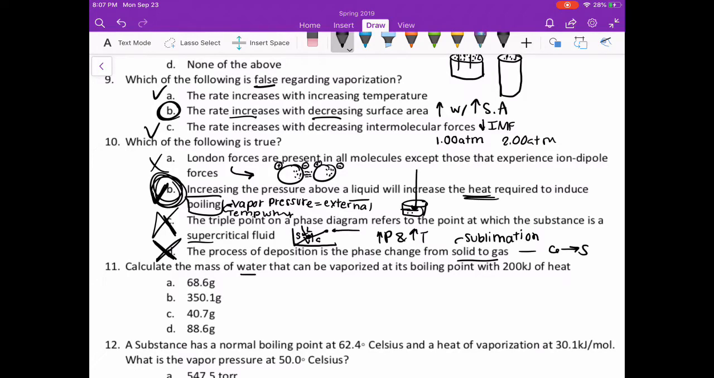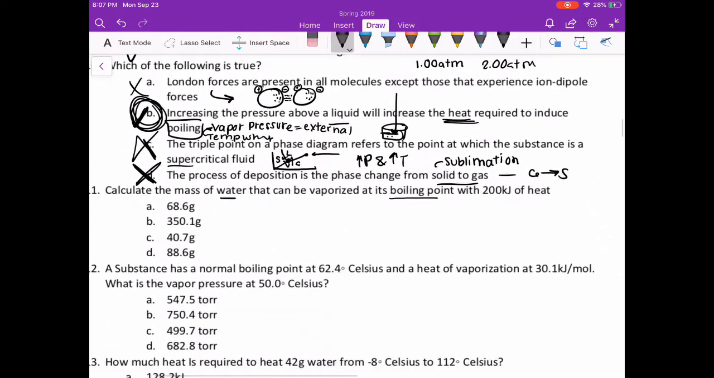Okay, this is part 2 of going over the exam for like the third time, but that's a-okay. So calculate the mass of water that can be vaporized at its boiling point with 200 kilojoules of heat. So write down what you have, which is the 200 kilojoules.